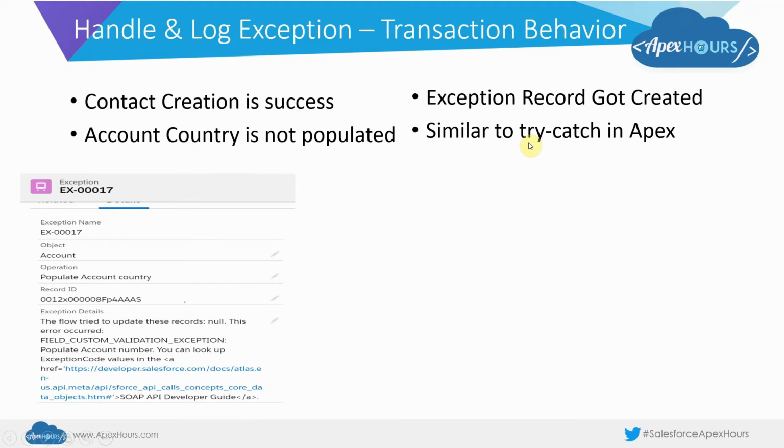So the behavior is similar to adding a try catch in Apex. When you add a try catch, if there is some exception happening within the try catch block, that single piece is getting failed, but from the next statement outside the try catch block, the execution continues. Similar behavior here also.